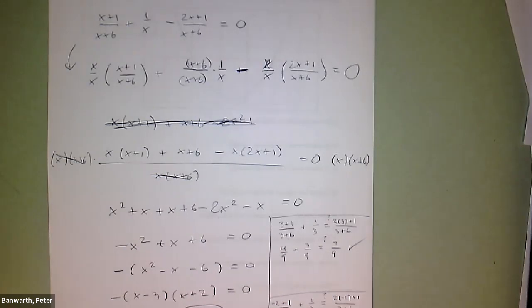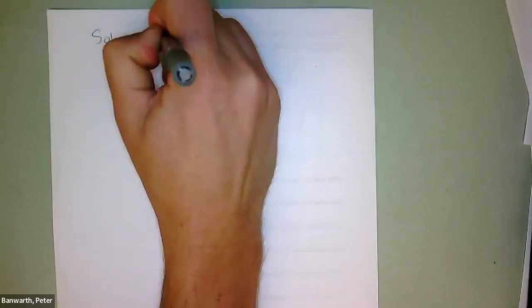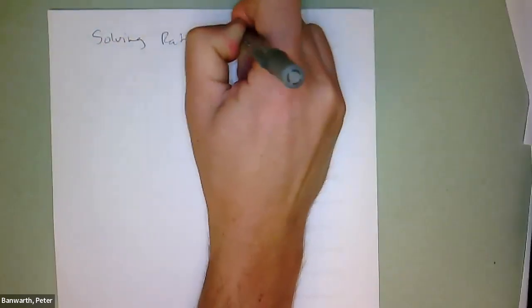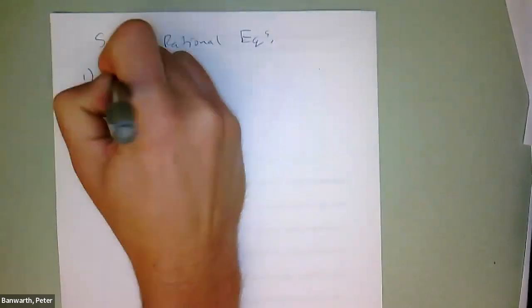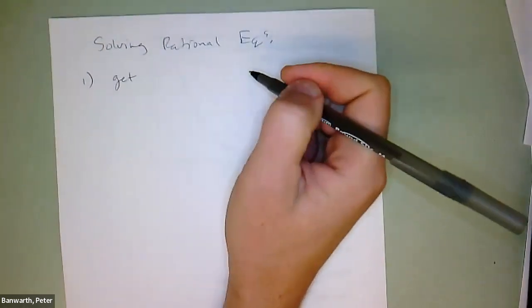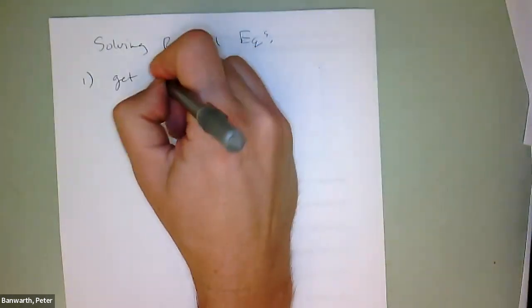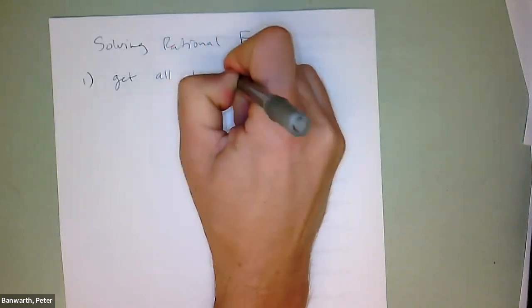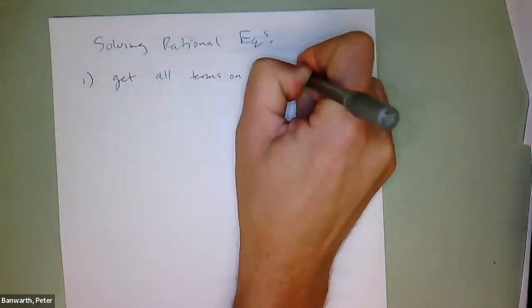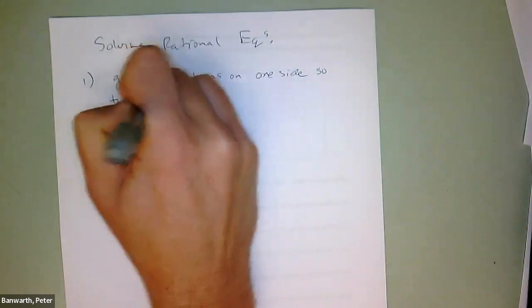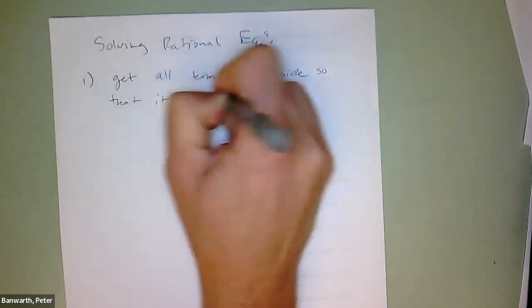I believe that is all the types of questions. So now let's just summarize. Solving rational equations. Step 1, you don't have to do step 1 first, but let's stay consistent. Get all terms on one side so that it equals 0.